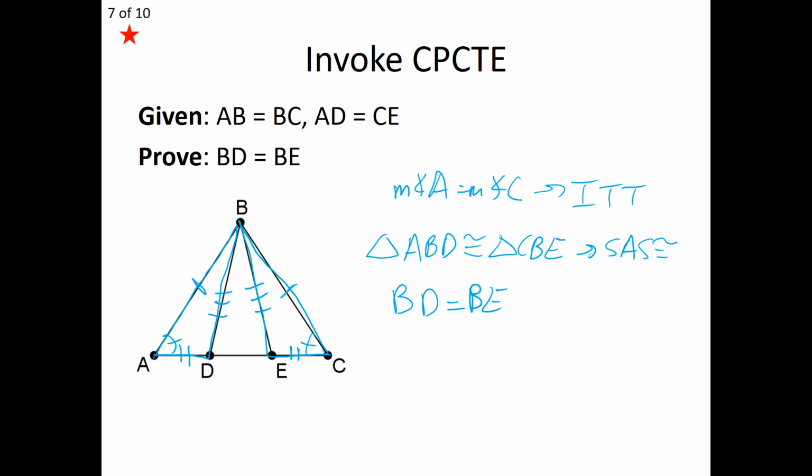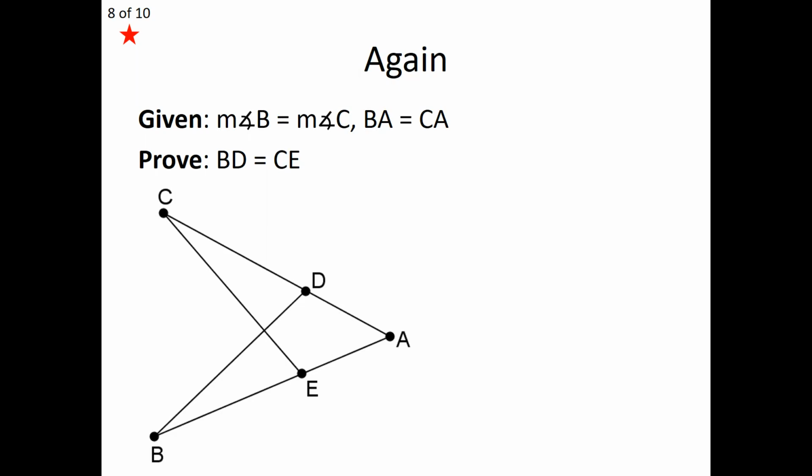So I can claim BD is equal to BE by invoking our new best friend, CPCTE. Corresponding parts of congruent triangles are equal. So there we have it. We've got the equal parts there. Let's do another one. All right, let's take a look at these two triangles here.